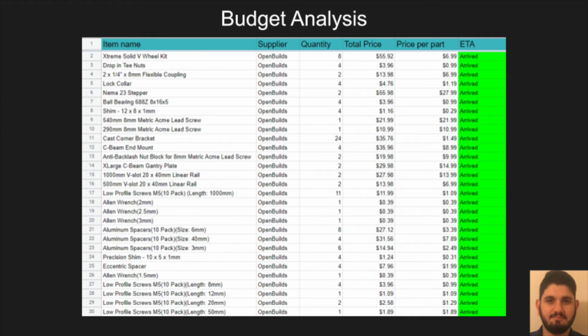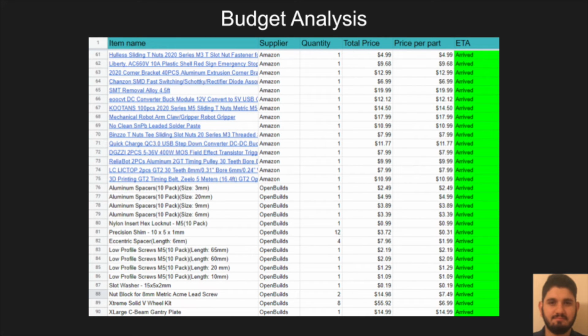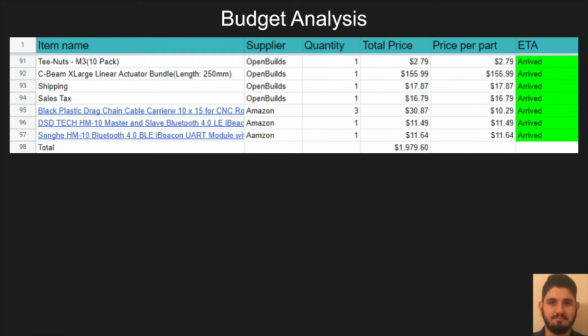For budgeting, the majority of our expenditures went to assembly parts for a pin transfer robot, as well as electronics that were used in the PCB, making a total of $1980. The pin tool also cost about $37.70.